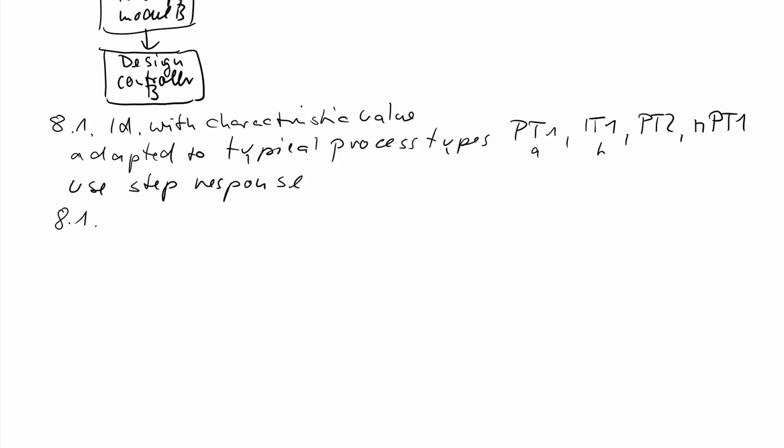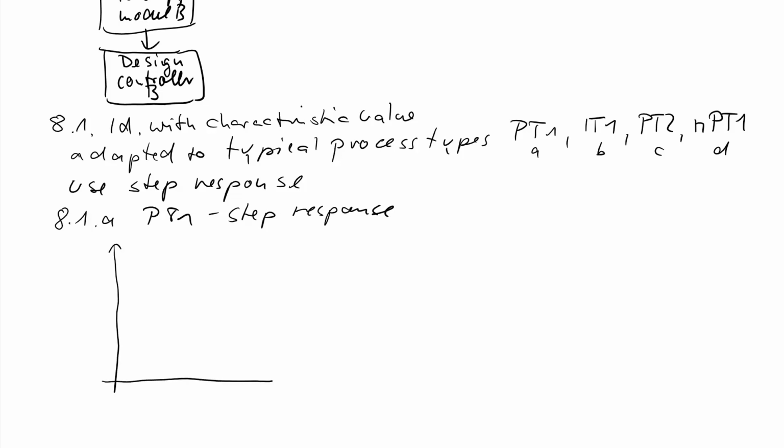Say this is A, B, C, D. 8.1a. We look for a PT1 step response, and I think that is a repetition, because everybody of you, I think, knows how to identify a PT1 system with a measured PT1 step response. Let's look at this step response. I give you a very quick comment on your result.